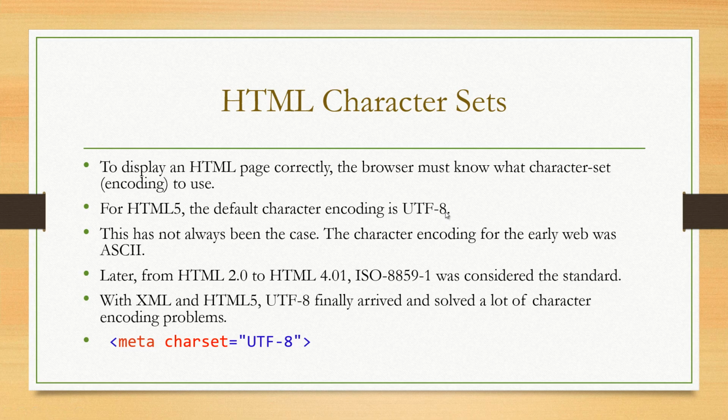The character encoding for early versions was ASCII, and later, from HTML 2.0 and HTML 4.0 versions, the character set was ISO-8859-1. That was considered a standard. But now for XML and HTML5, UTF-8 finally arrived and solved lots of character encoding problems. And this way we can specify the character set in our HTML document.